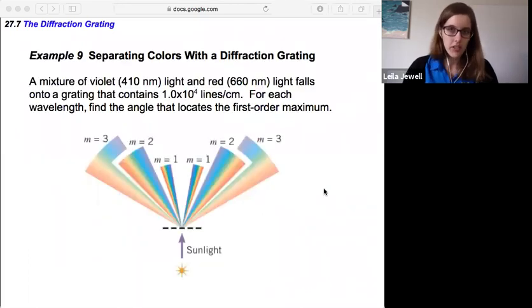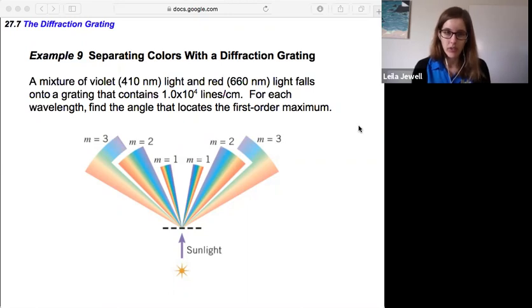So let's look at an example of this so we can see it in action. A mixture of violet light, wavelength 410 nanometers, and red 660 nanometer light falls on a grating that contains 1 times 10 to the 4 lines per centimeter. For each wavelength, find the angle that locates the first order maximum.